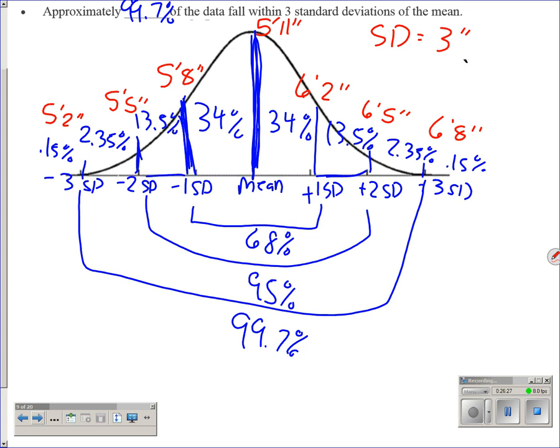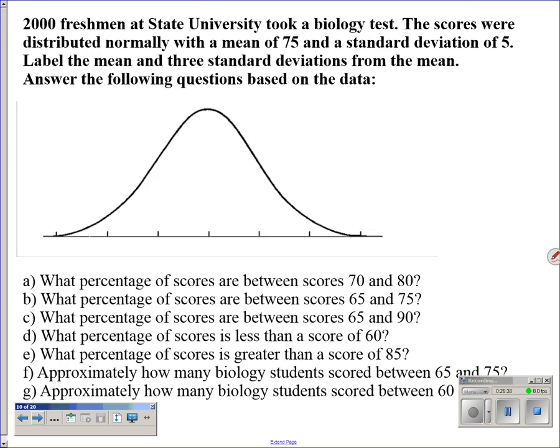But I think that makes sense. Okay. All right, let's do one more example. Hey, this is a short lesson. Let's do one more example, and we'll be done. Question due, just like this on the test, right? So I'm going to expect you to be able to fill out a normal distribution curve and answer some questions, okay? So it says that we got 2,000 freshmen at state university, and they took a biology test.